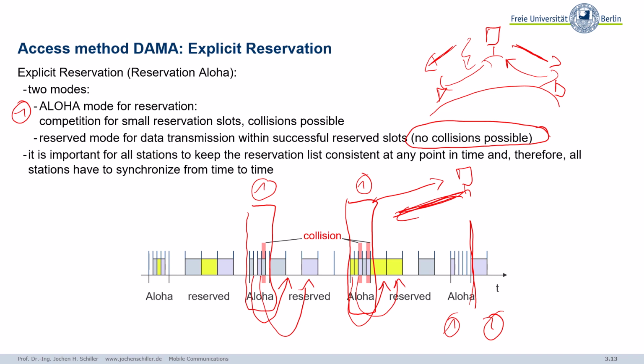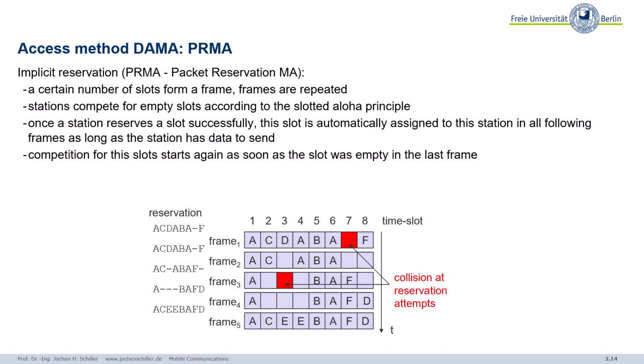But you can also perform a so-called implicit reservation. Implicit reservation means that as soon as you occupy a certain time slot within a frame, you can always use this time slot in all future frames. Okay, how does it work? First of all, in this figure, you see time frames: frame 1, 2, 3, etc. Each time frame consists of 8 time slots.